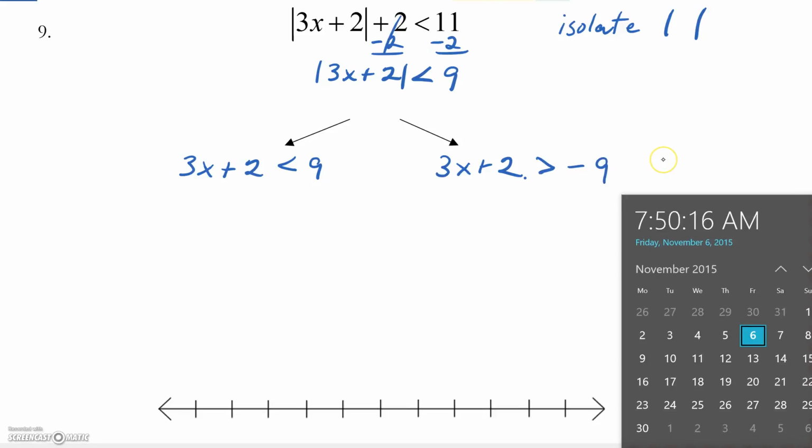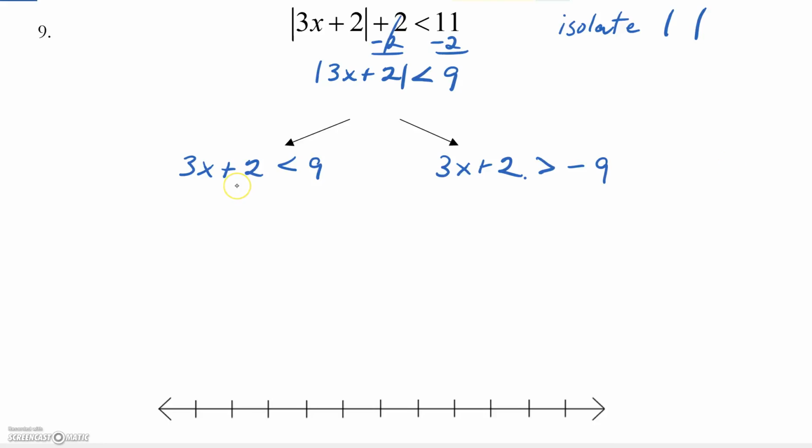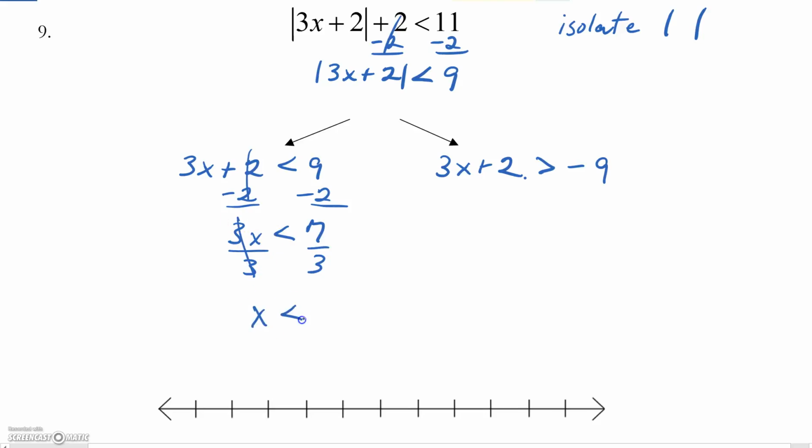There we performed the double switcheroo. Now we're going to subtract 2 over here to isolate 3x. So we get 3x is less than 7. And then we'll divide each side by 3. And so we get x is less than 7/3, which is about 2.3. 2.3 repeating is the decimal, actually. And I did that because we're going to want to know where to put this on the number line.